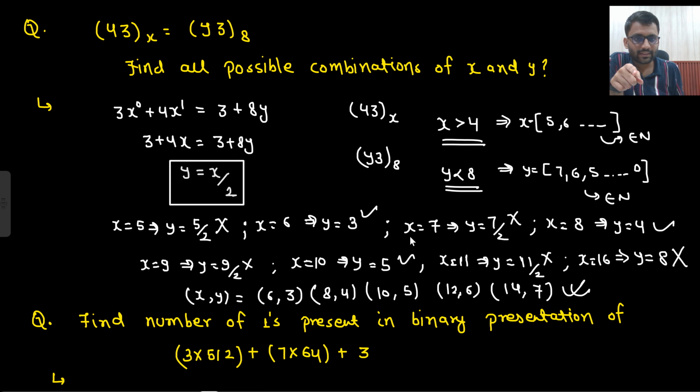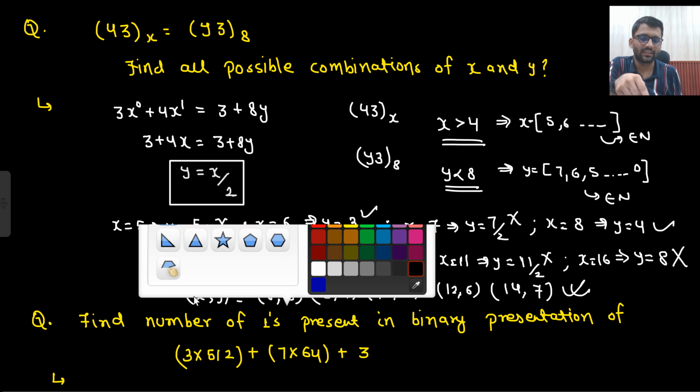So we will start with x. So x can be 5. So y will be 5 by 2, not acceptable. X is 6, acceptable. 7, not acceptable. 8, acceptable. 9, not acceptable. 10, acceptable. 11, not acceptable. 12, acceptable. 13, not acceptable. 14, acceptable. After that, nothing will be acceptable because y will be greater than 7, which cannot be possible. So these are the expected values. So this is the answer.